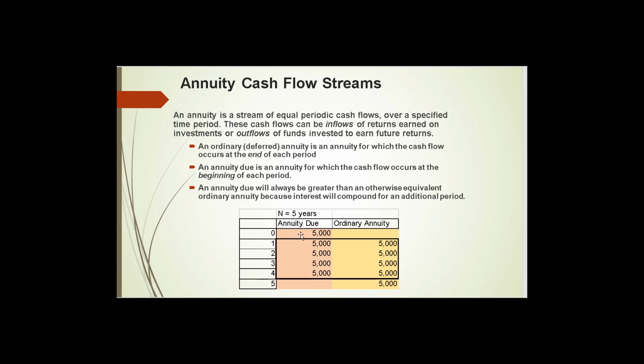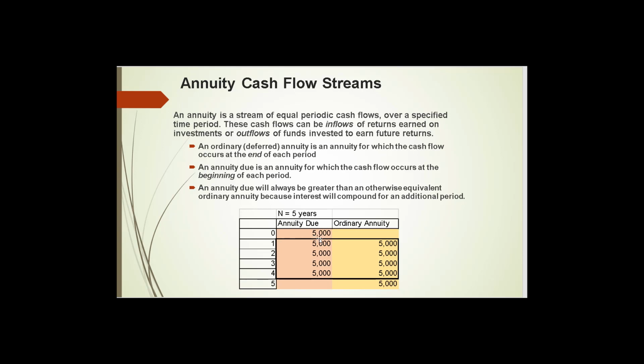At time zero, today you're going to make the first payment. And this is how you'll recognize an annuity due. It will say you're going to make a $5,000 payment beginning today. If it doesn't say anything, the assumption in financial calculators and in Excel is that it's a cash flow that occurs at the end of the year. That's just the way it works.